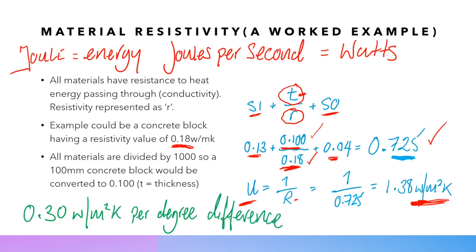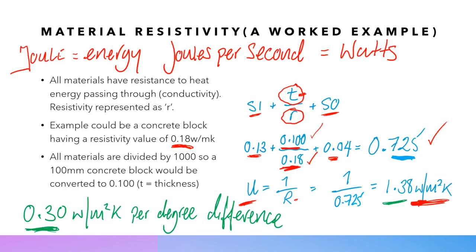What that means is, here we can say 1.38, that's way over 0.3. It's about 4.5 times, way too big. So that's why we don't build houses with just concrete blocks. We have to add more materials to try and stem the flow of heat energy passing through.